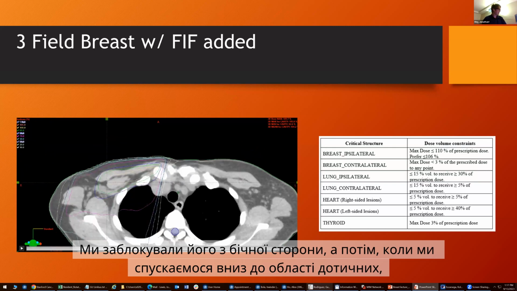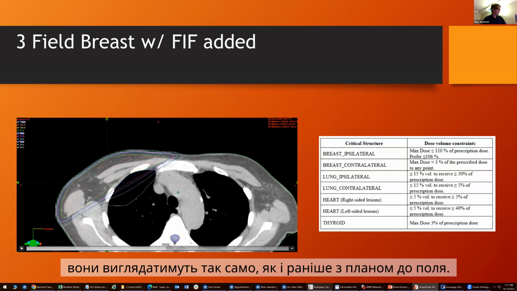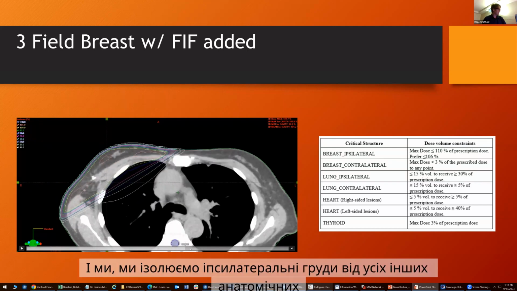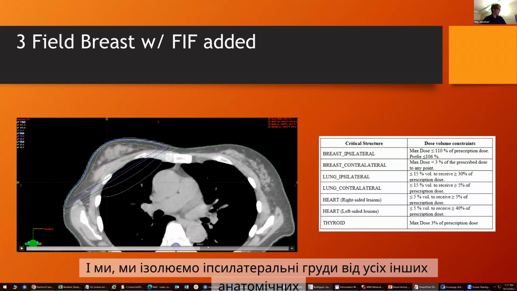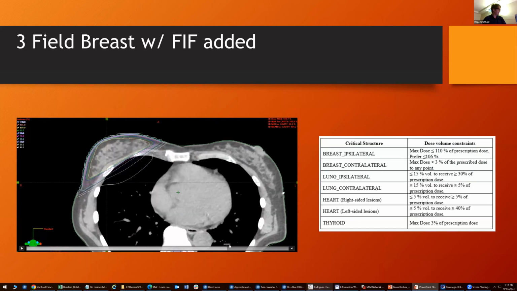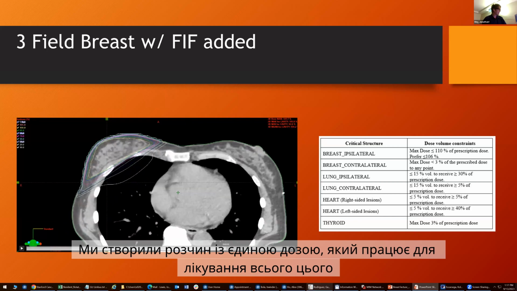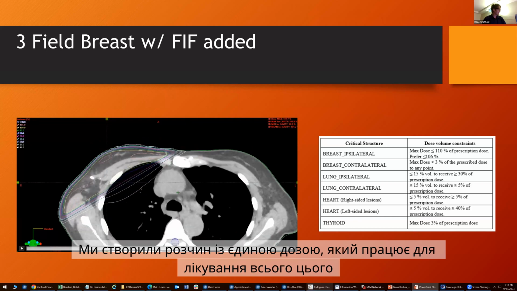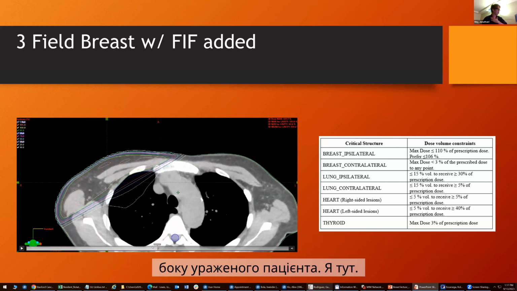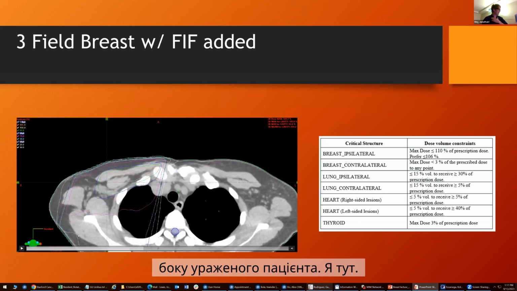And then as we go down to the area of the tangents, it will look very much as it did before with the 2-field plan, where we're isolating the ipsilateral breast from all of the rest of the underlying anatomy and the contralateral anatomy. And together we've created a singular dose solution that works to treat that entire side of the affected patient.